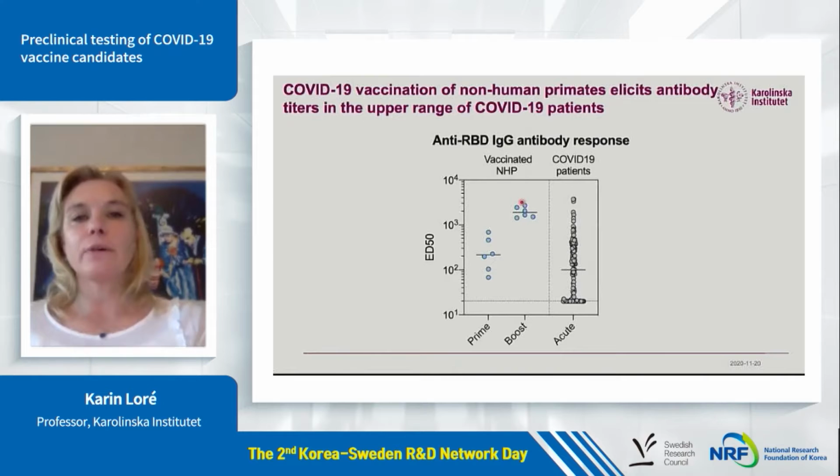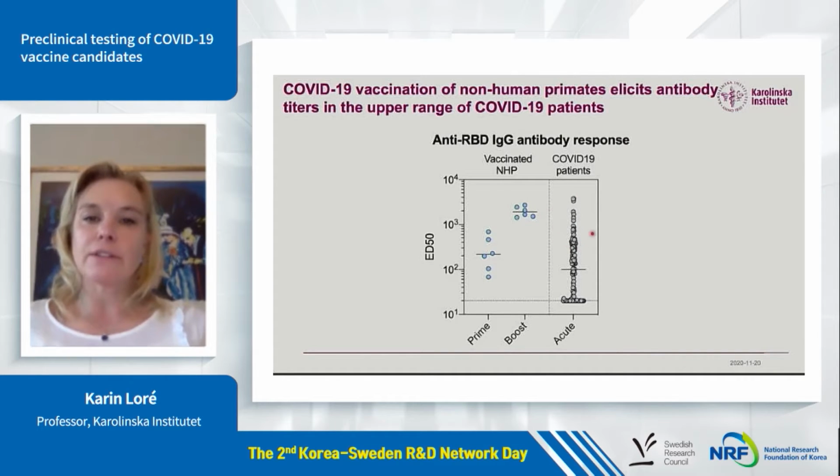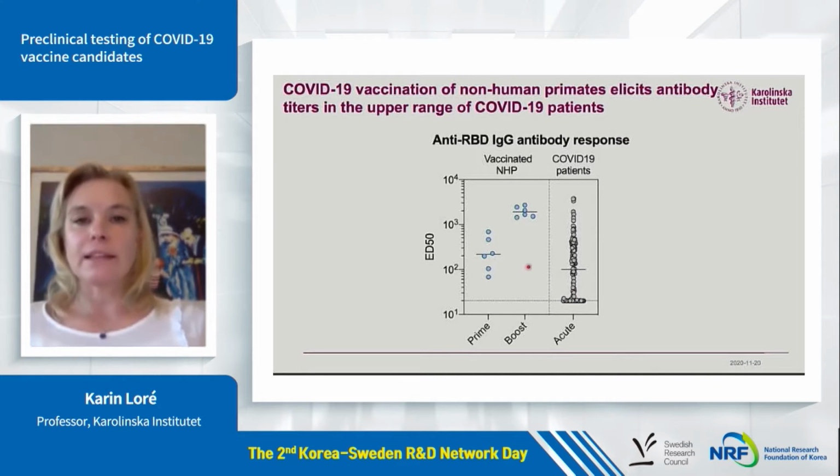If we compare those antibody levels to COVID-19 patients, for example, this is the levels we have after prime and boost in these monkeys, you can see that after boost, they're lining up in the higher range of COVID-19 patients. And these patients represent a range of disease severity. So many of the severe disease patients are up here and the milder are here. So with this vaccine, we seem to induce a good antibody response.